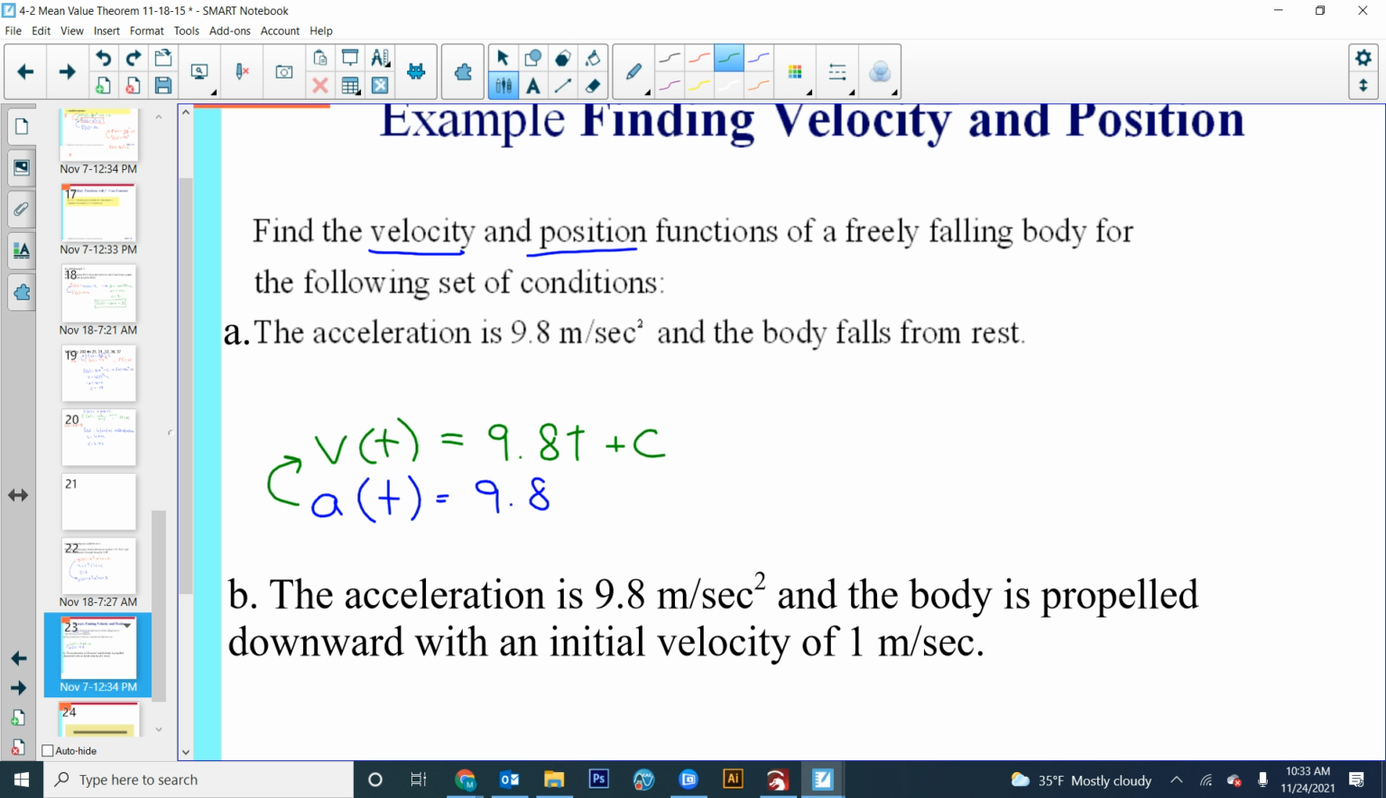A point on the velocity function. Don't you need to know what the velocity is at a certain time to solve for c? Do we know that? Falls from rest. The velocity at 0 is 0.